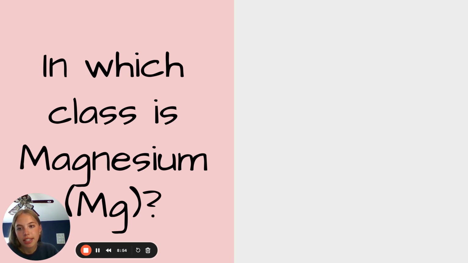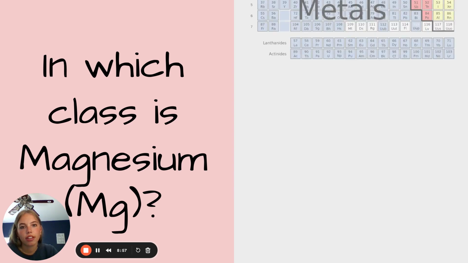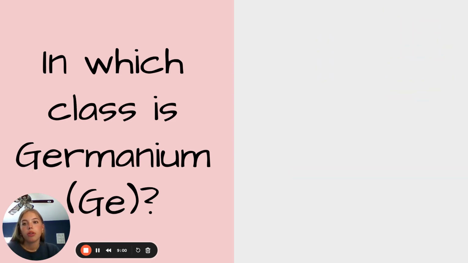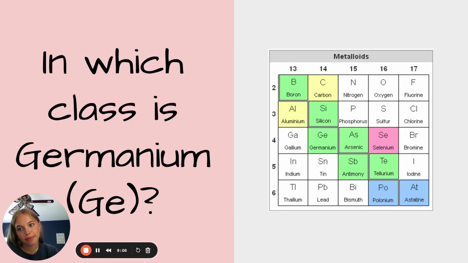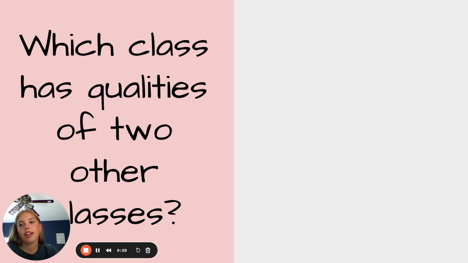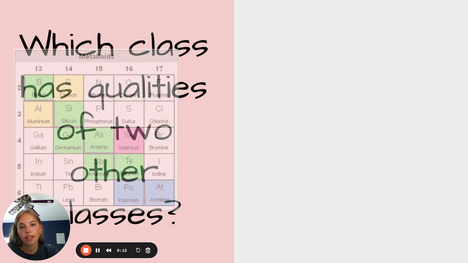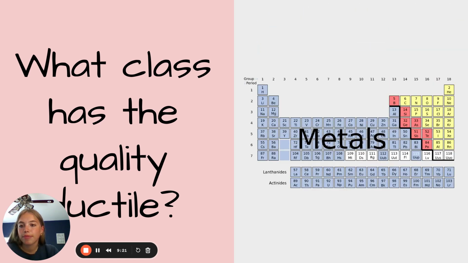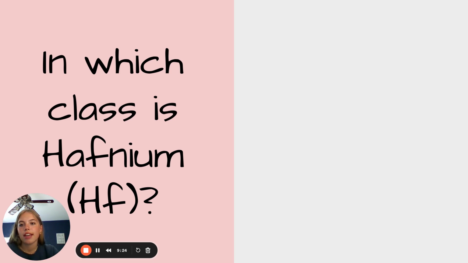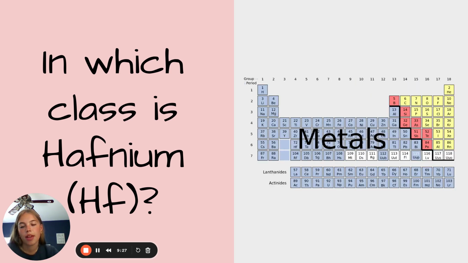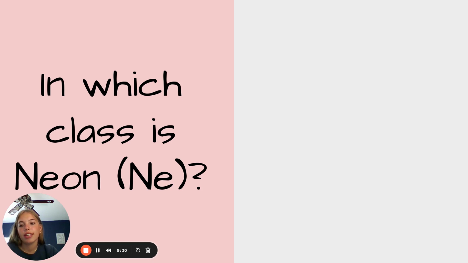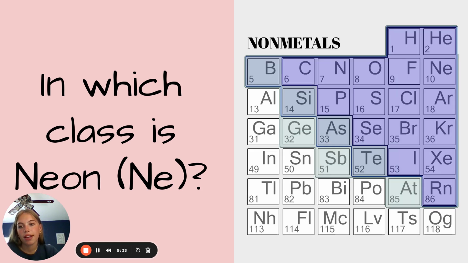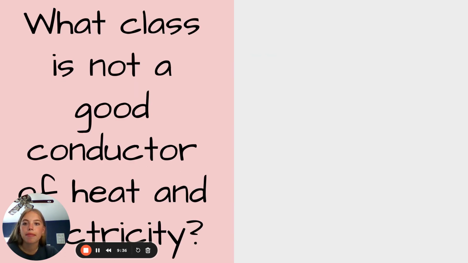In which class is magnesium? It's in the metals. Which class is germanium? Metalloids. Which class has qualities of two other classes? That'd be metalloids. What class has the quality ductile? That'd be a metal. In which class is hafnium? Metals. Which class is neon? Non-metals. That's a noble gas, just to keep track of that.